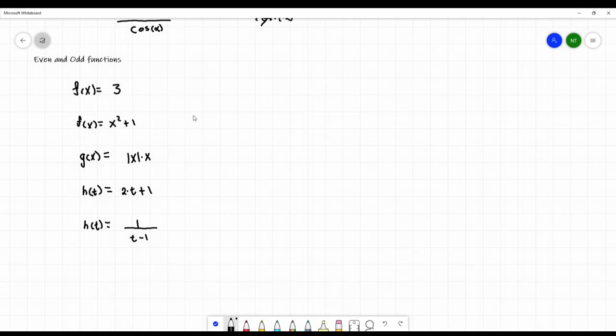Okay guys, so f of x is equal to 3. Is this an even function or an odd function? Well, there's an easy way to check. What's f of minus 1? 3. What's f of 1? 3. So f of minus 1 is equal to f of 1. So this is an even function.